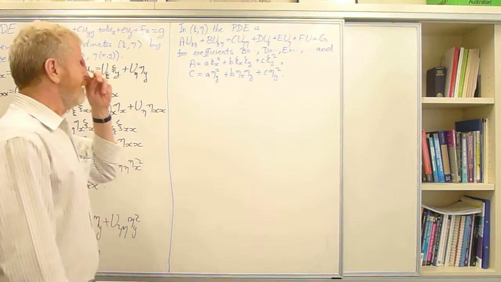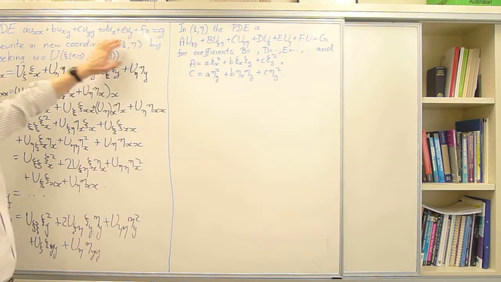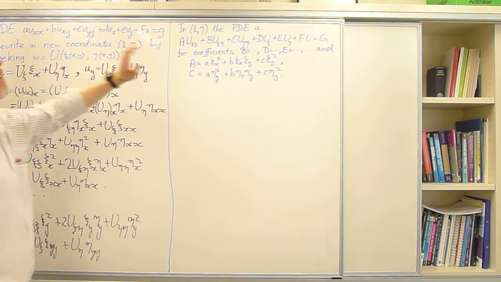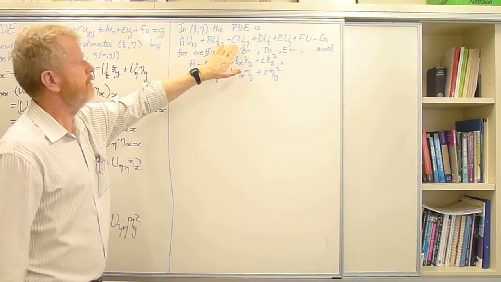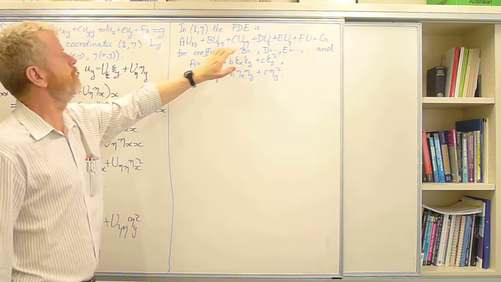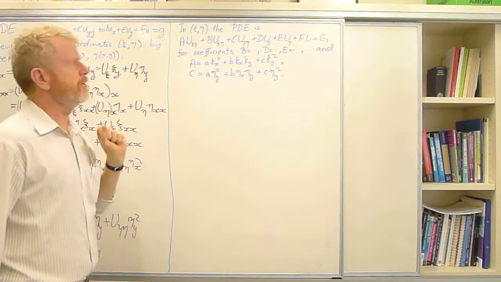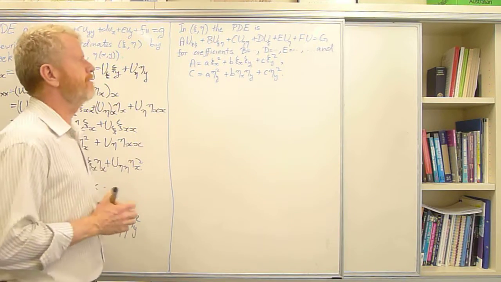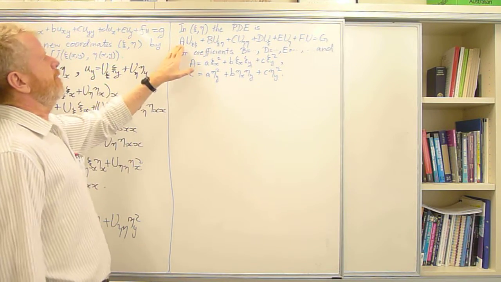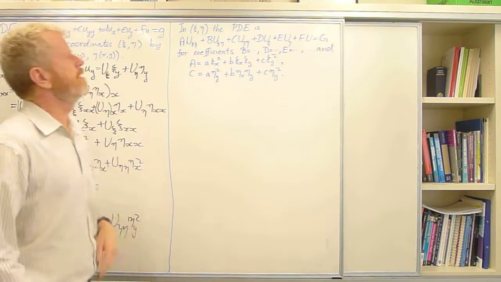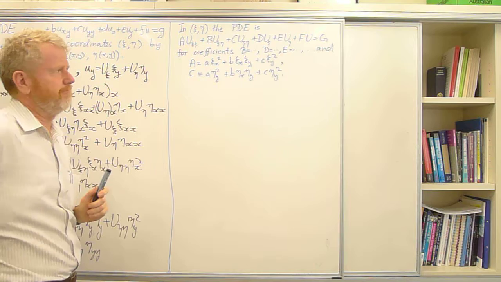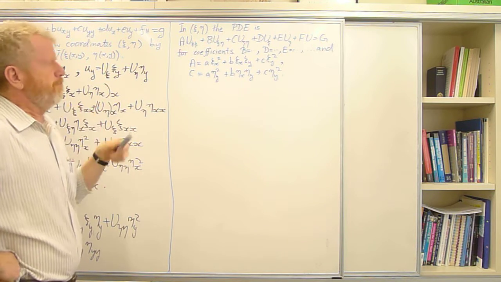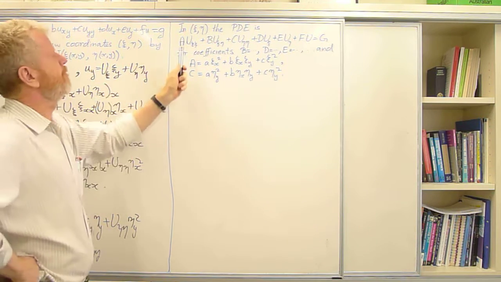So what we've done is we've transformed this partial differential equation into this partial differential equation by changing from xy coordinates to xi eta coordinates, where we're free to choose what xi and eta are. Now the coefficients of this differential equation are quite complicated functions of the coefficients of the original, but in principle we know what they are.